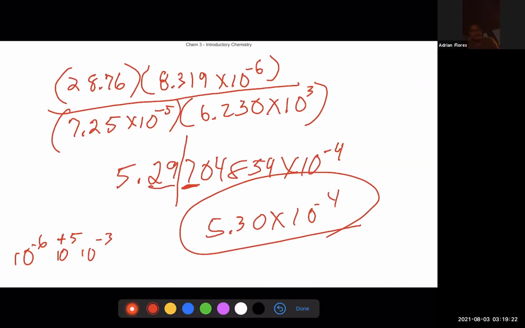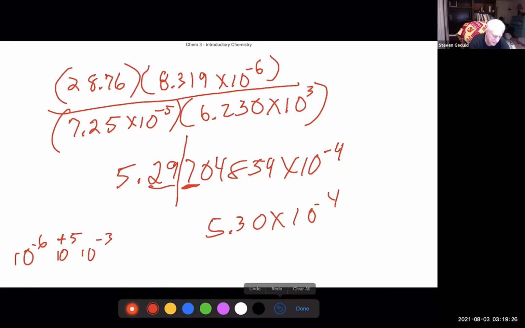So let's do adding and subtracting. We've finished most of this stuff here. Adding and subtracting is a different rule. For adding and subtracting, your answer is good to the least accurate number, not the total number of significant figures.